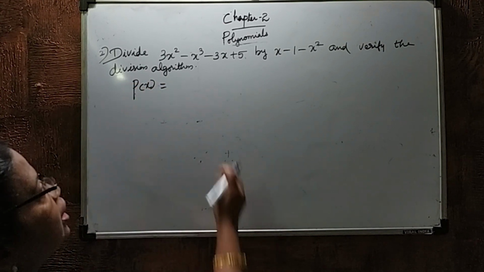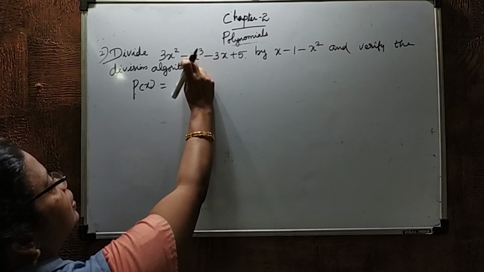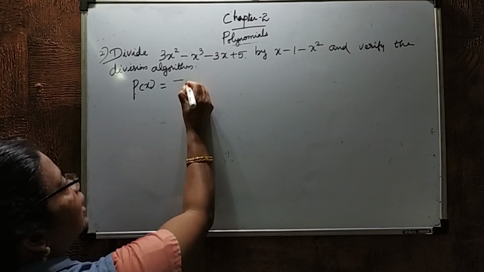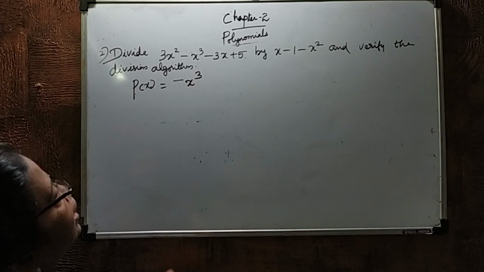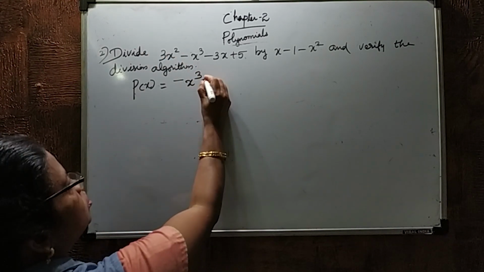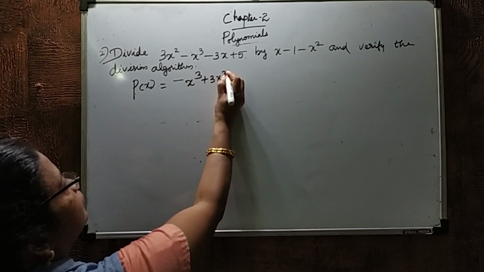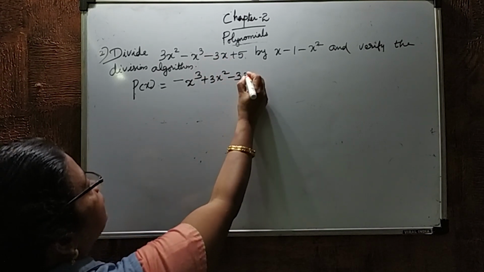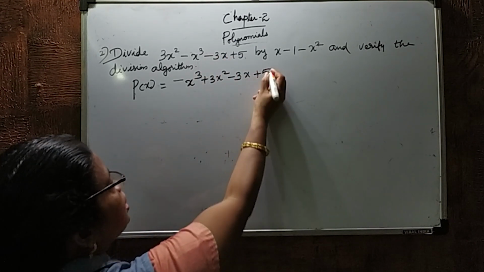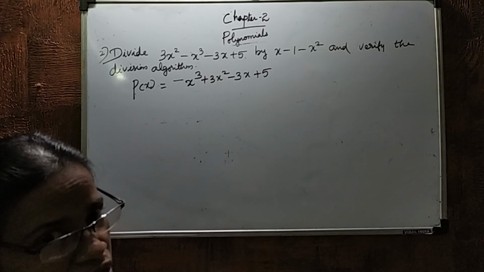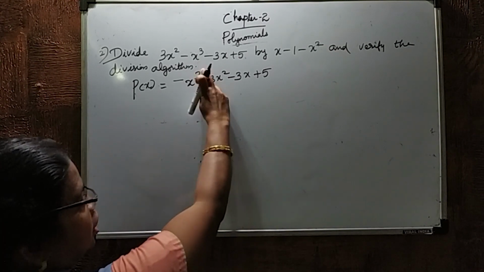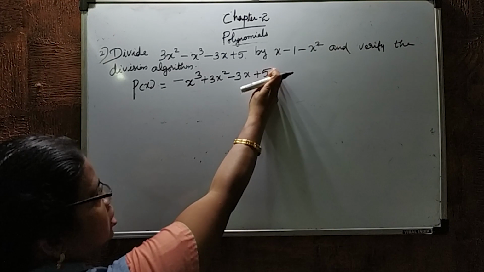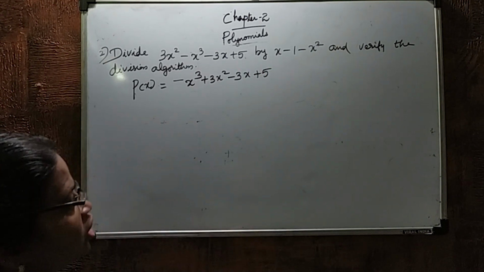Which is the first one? It is x cube with a minus sign, so negative x cube. Then next one plus 3x square minus 3x plus 5. Just look whether any term is missing or not. We have to put 0 there. So 3, 2, 1, 0. Correct order now, decreasing order.